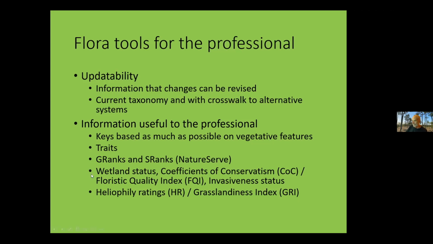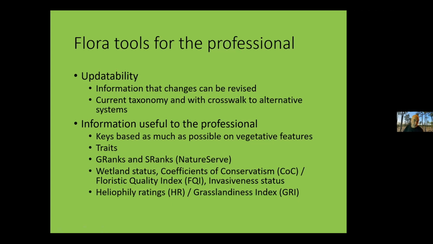So providing traits, G ranks and S ranks, wetland status, coefficients of conservatism, FQI, heliophily or grasslandiness ratings of species. All of these are things that are needed for the conservation professional for land management, as well as of interest to the casual user. And floras have not tended to have this kind of information.